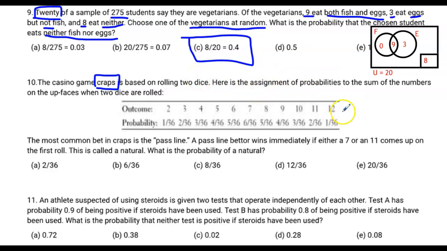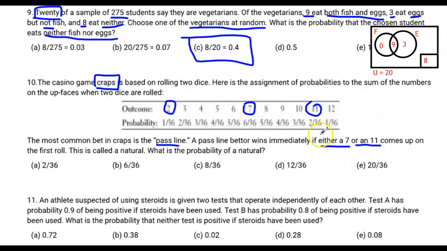Here's the assignment of probabilities to the sum of the numbers. The probability of getting a 2 on 2 dice is 1 out of 36. The probability of getting a 7 is 6 out of 36. The probability of getting 11 is 2 out of 36. It's a nice little symmetrical probability distribution. I'd love to see that. The most common bet in this game is the pass line. The pass line wins immediately if it's either a 7 or an 11.